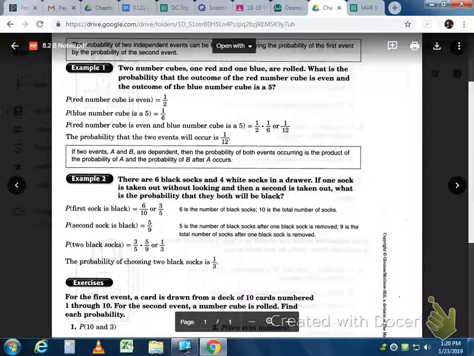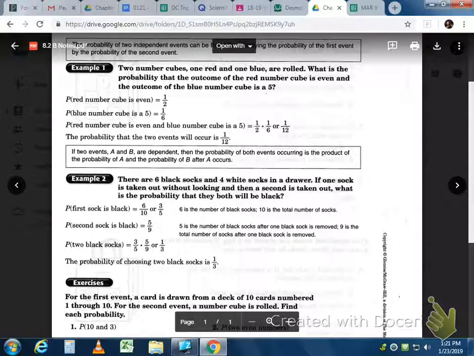So let's say you're drawing marbles out of a bag at random, and if you take one marble out of the bag and don't put it back in, it's called without replacement. Doesn't that change how many marbles are in the bag? So the probability would be different for that second draw or third draw because the whole scheme of the bag would change. And that's what this is talking about.